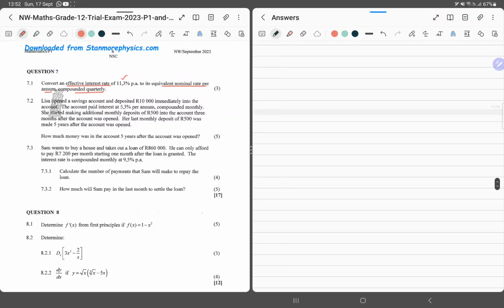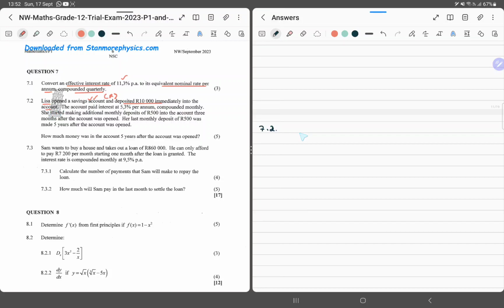Okay, let's get to 7.2, guys. I don't want to waste time. This is a very simple section and it's pretty straightforward. Now Lisa opened a savings account. So once you hear savings account, think of a future value calculation. And deposited 10 000 rands immediately into the account. So this means at T0.